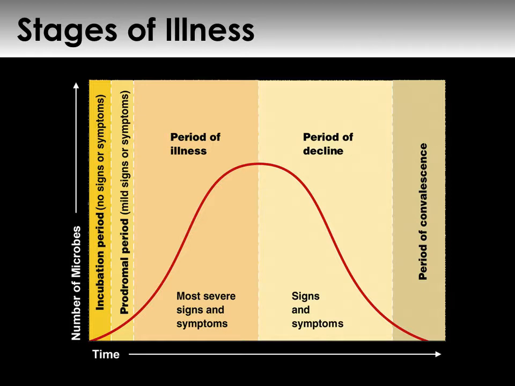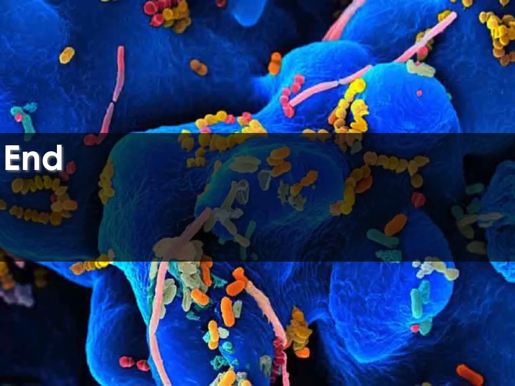The incubation period occurs when there is no signs or symptoms. The prodromal period is when there is mild signs or symptoms. Then there's the period of illness, which is most severe and has the most severe signs and symptoms. Then there is a period of decline, and that's when the signs and symptoms are still there but lesser. And then there's a period of convalescence, which includes a recovery period. And that will do it for this lecture on infections.